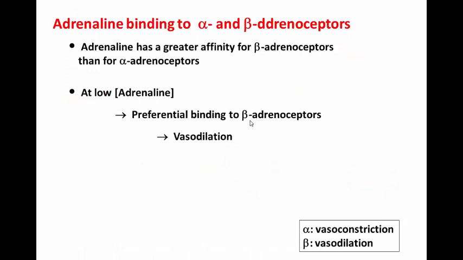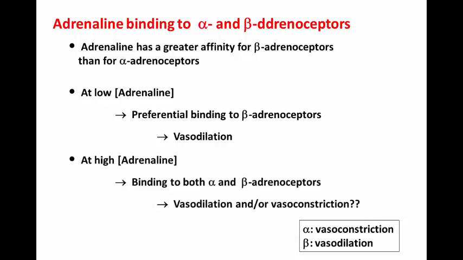Adrenaline has a greater affinity for the beta-2 adrenoceptors than for the alpha-1 adrenoceptors. Thus, at low concentrations of adrenaline, or epinephrine, there is preferential binding of epinephrine to beta-2 adrenergic receptors, causing vasodilatation. We mentioned that stimulation of the beta-2 receptors promotes vasodilatation. At high concentrations, adrenaline would bind to both alpha-1 and beta-2 adrenoceptors. Thus, it might cause either vasodilatation or vasoconstriction.